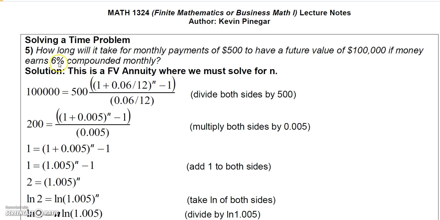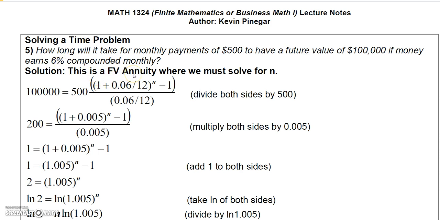But obviously you're earning 6% interest, so it shouldn't take 200 months. But at least the 200 kind of gives us an idea of what the answer should be less than, because if we get an answer more than 200, we know we did something wrong. So anyway, let's take a look at how we would handle this problem.